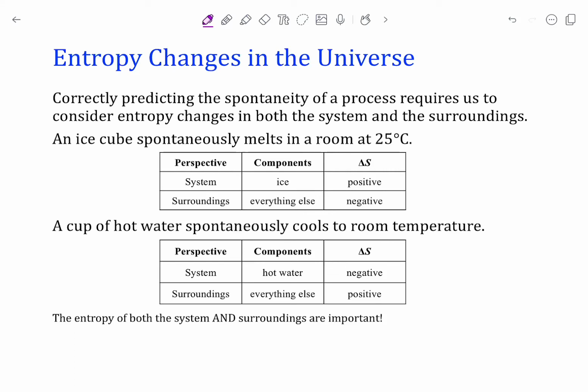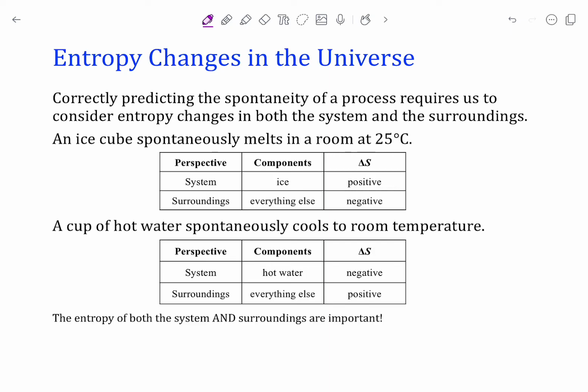Hi everyone, Dr. Burns here with our next lesson where we're going to be discussing the laws of thermodynamics as well as Gibbs free energy. So we've talked about entropy in our previous lessons, and we want to talk about now how it relates to both our system, so our chemical reaction, as well as the surroundings around that reaction, which we have referred to in the past as the universe.